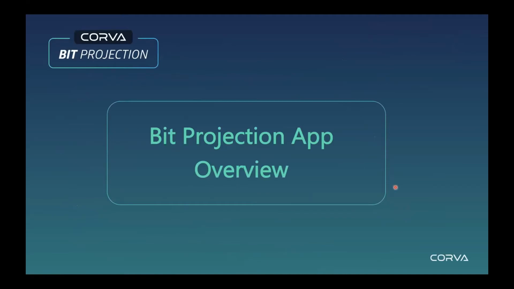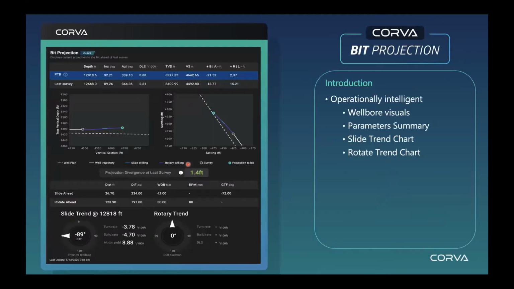Okay, so we will quickly run through the app and give you an example of what it looks like. Here's the app, and momentarily I'll go through each section so you can see a little bit more detail. One thing that's really important, which I mentioned a second ago, is that the app is operationally intelligent. And what does that mean?